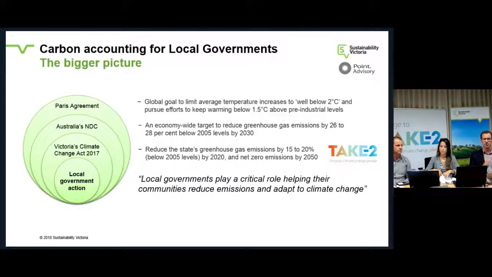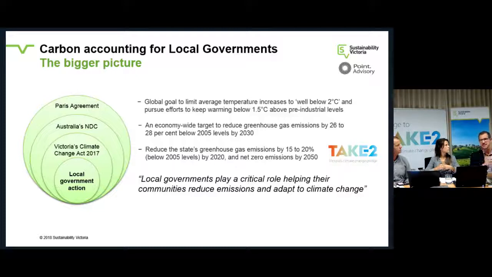So the key messages there. Firstly, that there's a lot going on in climate change mitigation at the moment at all levels, internationally, at the Commonwealth level within Australia, at the state level, and also at the local level. Secondly, that local governments have a really significant role to play, both in terms of climate change mitigation and also adaptation. But thirdly, and crucially for this course, that carbon accounting underpins every one of those activities.